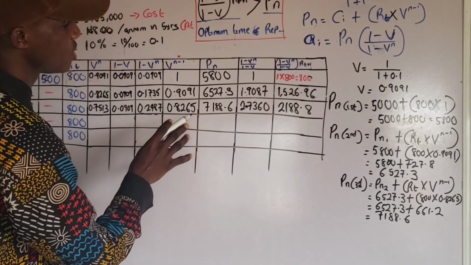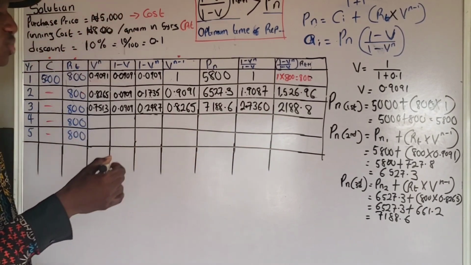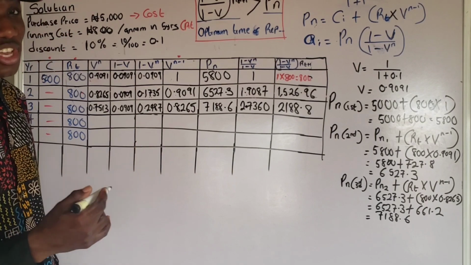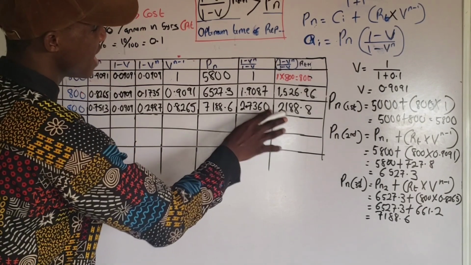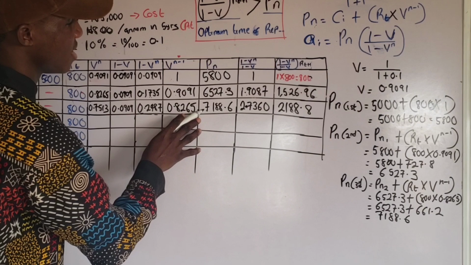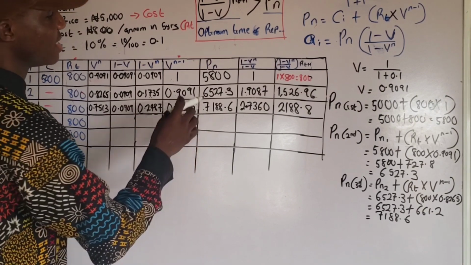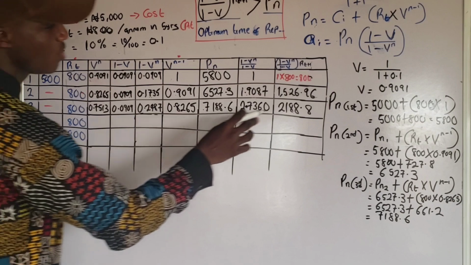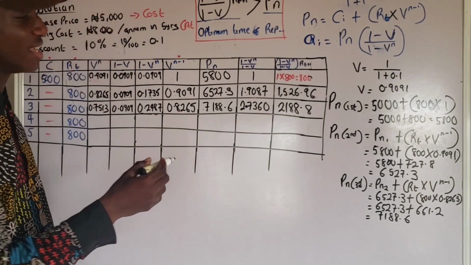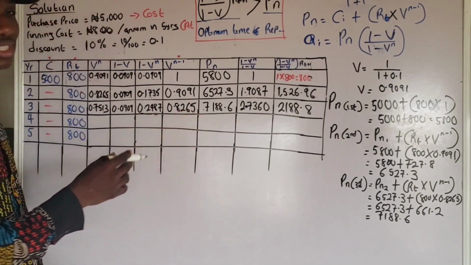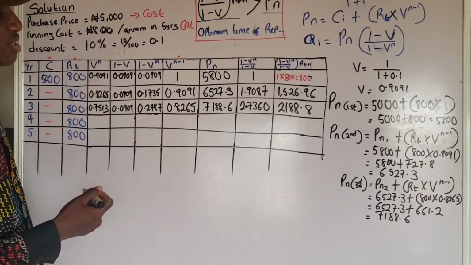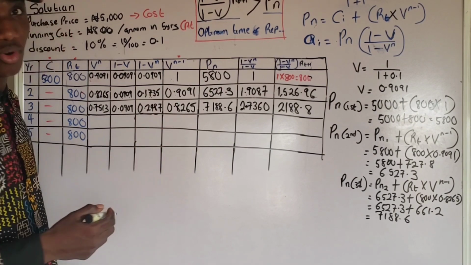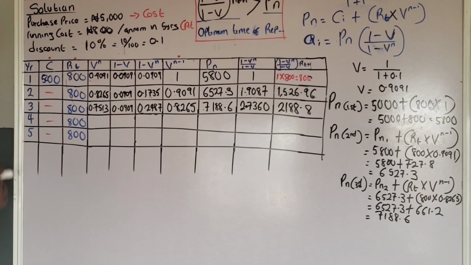So we proceed to the next year. If, let's say, by the time we got to the third year we discovered that the value here is greater than the value here, that would mean the optimum time of replacement is the third year. But because the value here, which is 2188.8, is less than 7188.6, we have not gotten to that year. You understand? Because we are dealing with time now. Okay? So now we are going to proceed to the fourth year.